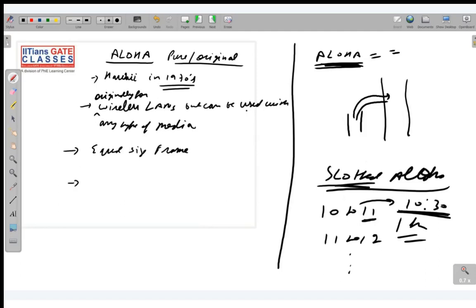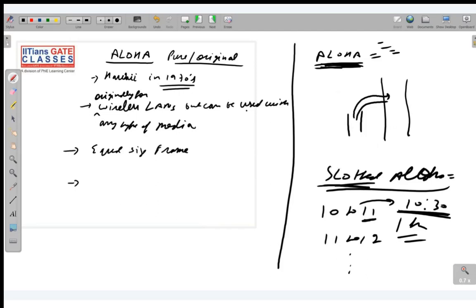That is slotted Aloha. Again, I'm repeating what Aloha is saying. It is a patienceless kid. Aloha is not having any kind of patience. The moment you want, you will do it. That's it. That is Aloha. Slotted Aloha is time bound. Everything is time bound. Okay, so at 10:30 it's come to your mind, you will not do that, you will do it at 11 o'clock.